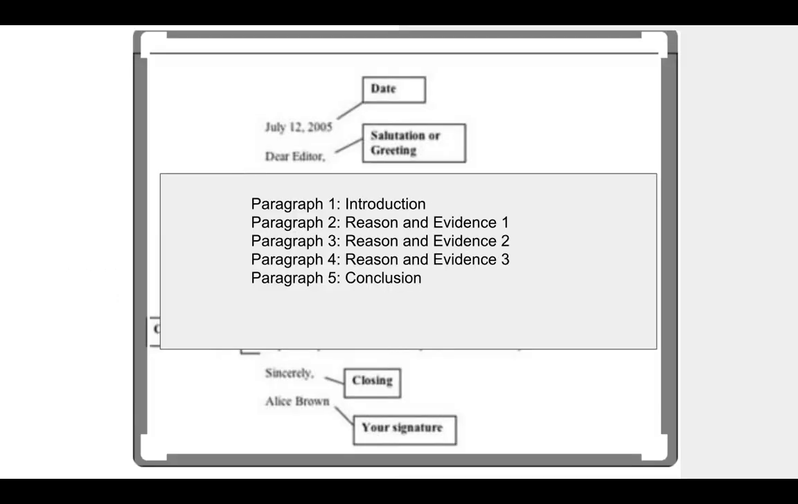So the first thing we're going to look at today is the parts of an argumentative letter. In an argumentative letter, you need to make sure that you include the date. You're going to include a salutation or a greeting. Those are the same thing. They're just fancy words. That greeting includes a dear and then whoever you think your audience is going to be for your letter. Some of you put generic audiences like teacher or principal or school board. Let's try and narrow those down.